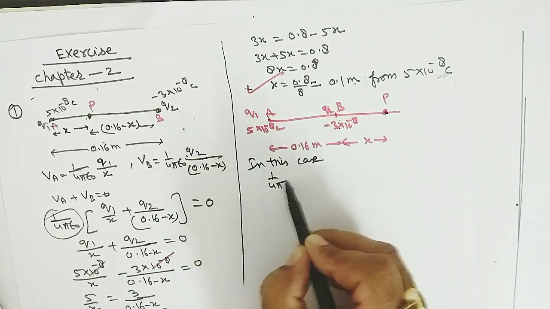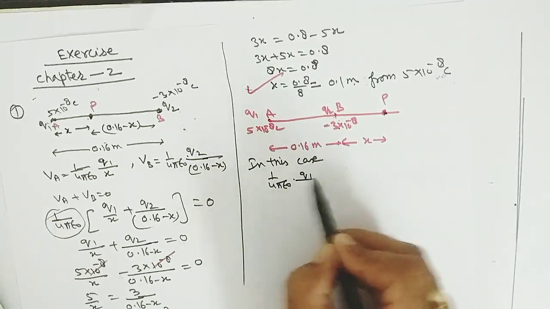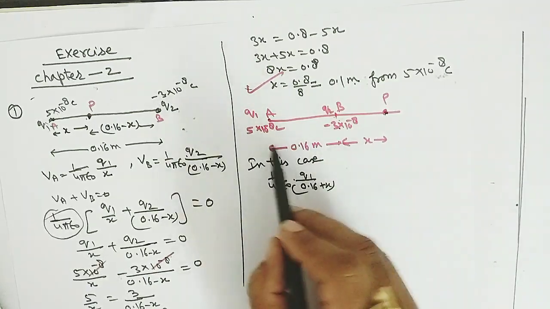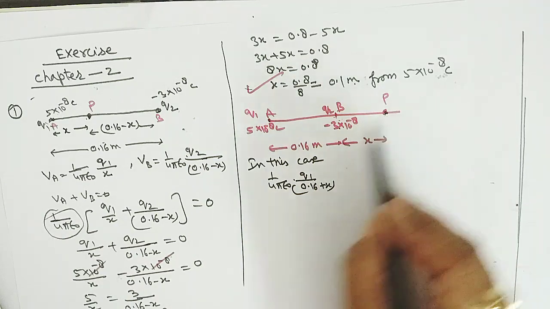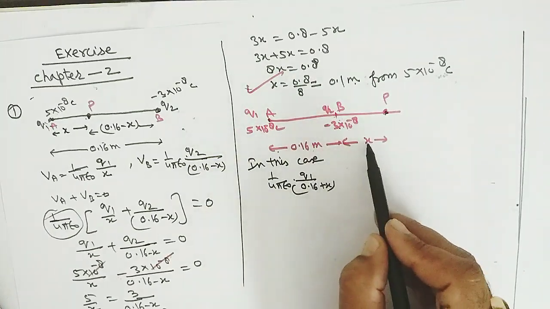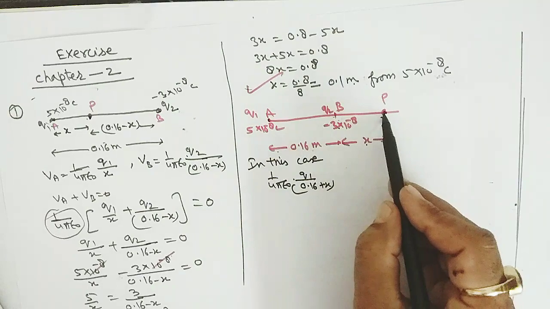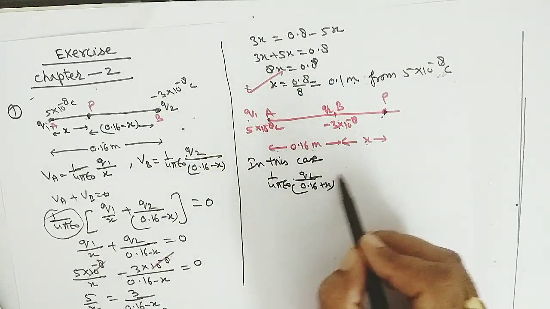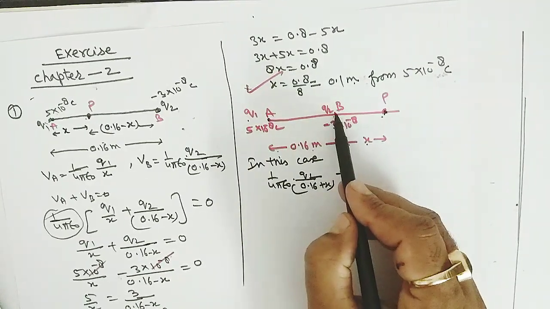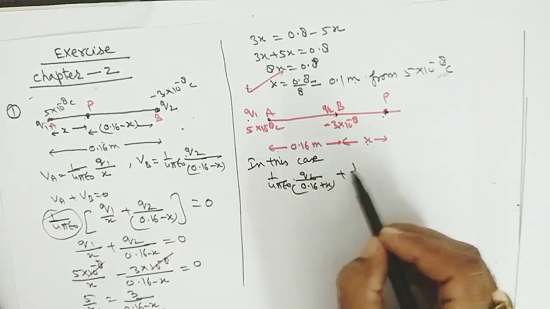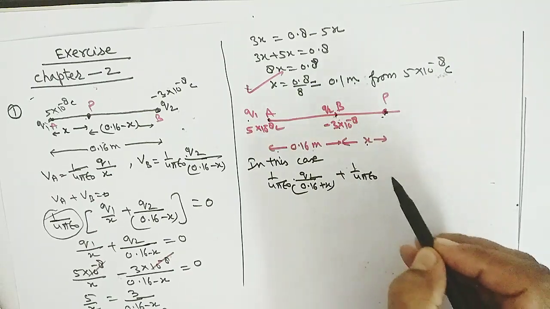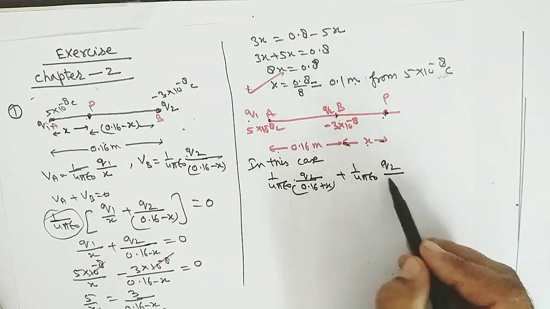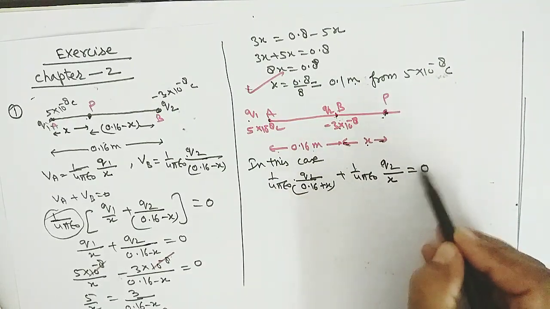1 upon 4 pi epsilon naught Q1 upon 0.16 plus x. From A to P, what is the distance? 0.16 plus x. This is the distance from A to P, due to Q1. Now the potential due to Q2 is 1 upon 4 pi epsilon naught Q2 upon x. x is the distance here. It should be equal to 0.